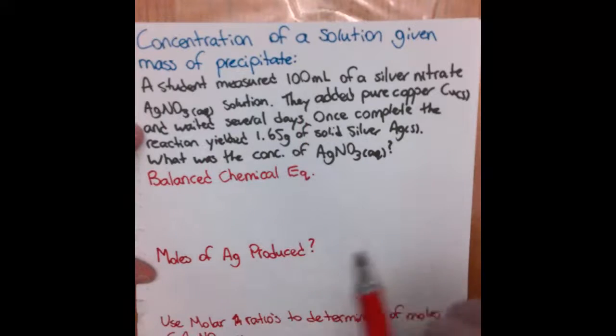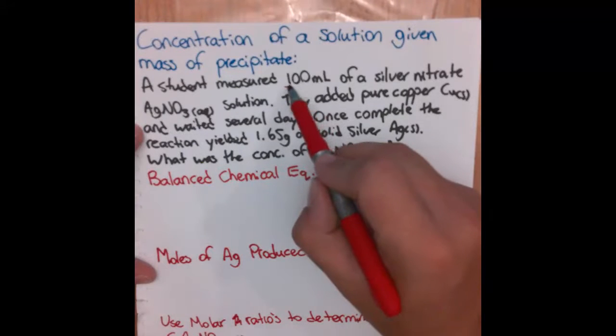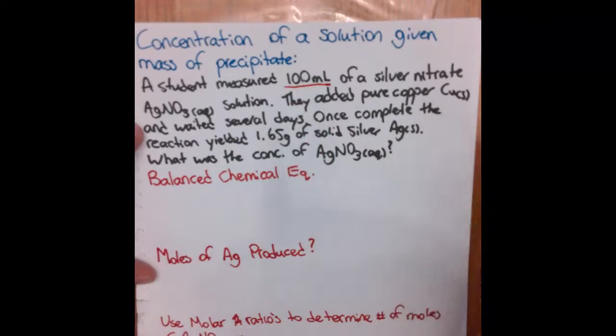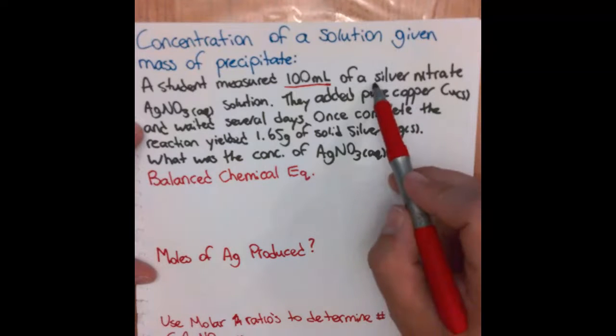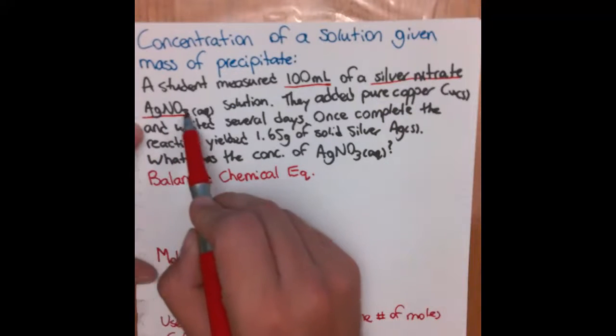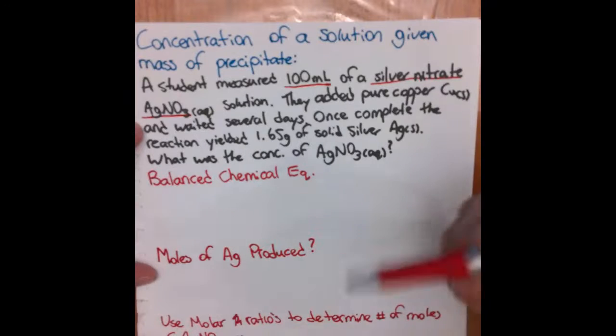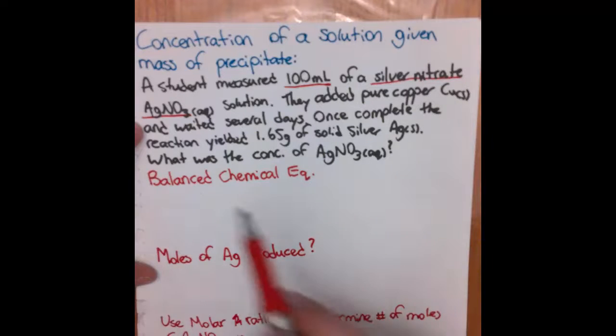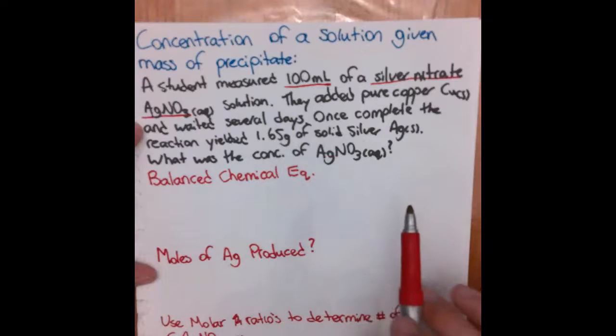So as soon as I see any numbers, I'm going to underline them. Same thing with any word formulas or actual chemical formulas. Just so that when I go back to look at the question, I can easily see where everything that I need to know is.